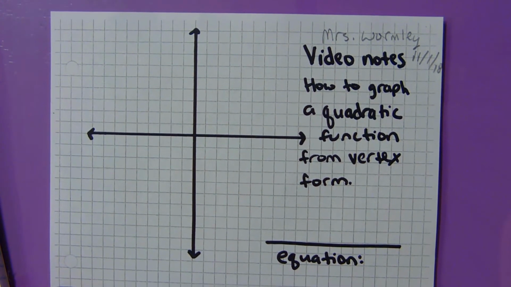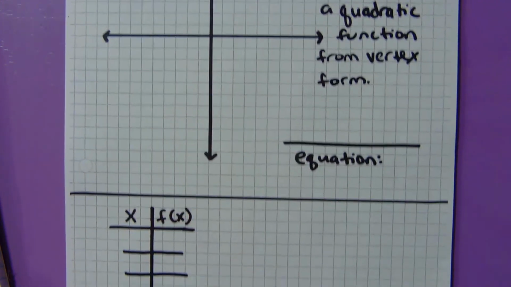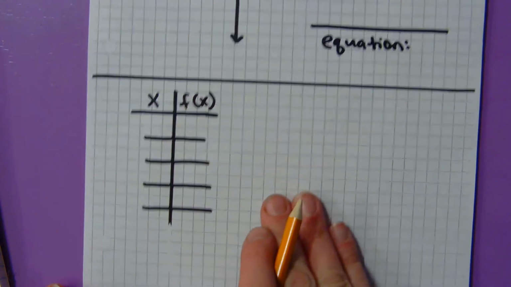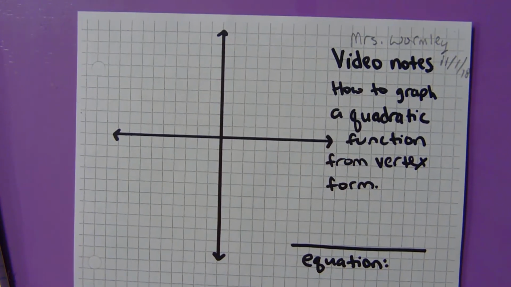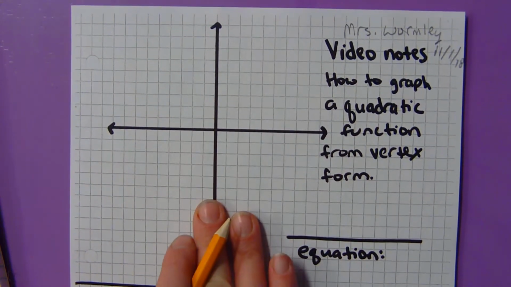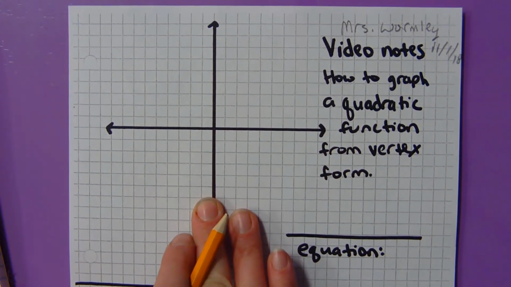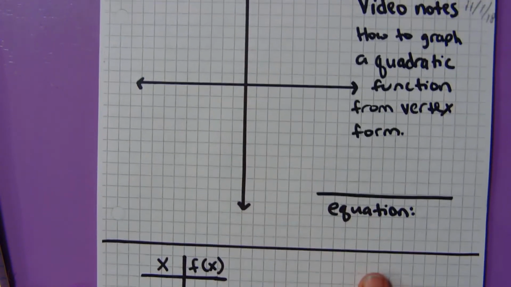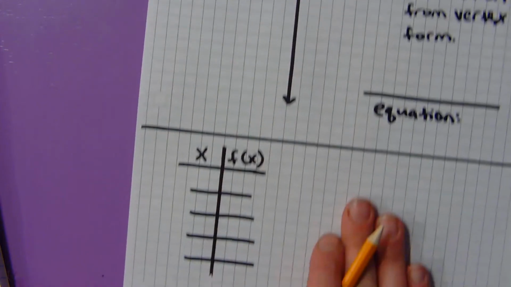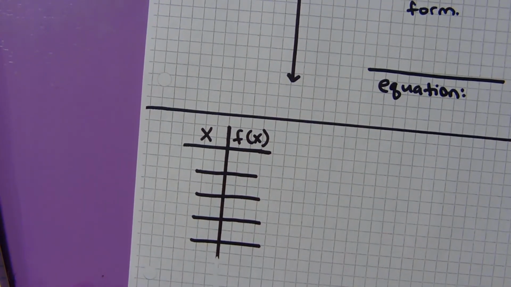So this page, I just made these notes to help my students when they watch this video. But if you don't have this page, you don't need it. This is just a piece of graph paper. I drew the axes on there to make it a little bit easier for my students for the graphing and some structure. But if you don't have that, then you can just make your axes and make a table. That's all you really need.